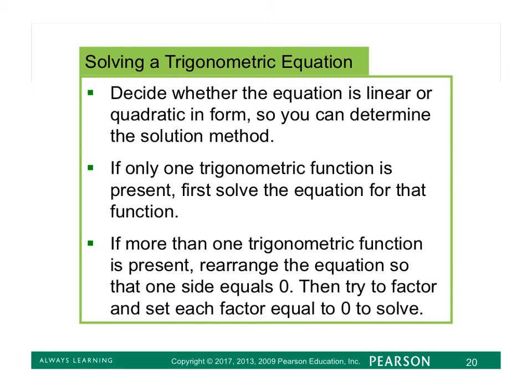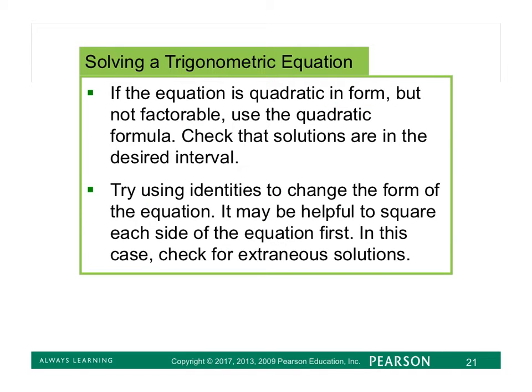When you solve a trig equation, decide whether you're working with linear or quadratic form, and try to do whatever method you know how to do. If only one trigonometric function is present, just solve it. If you got more than one, you got to use identities and stuff to try to get it equal to each other, or equal to 0. If it's not factorable, use quadratic. Check the solution. Yeah, we should always check them, but I get lazy. Use trig identities, yes, okay.